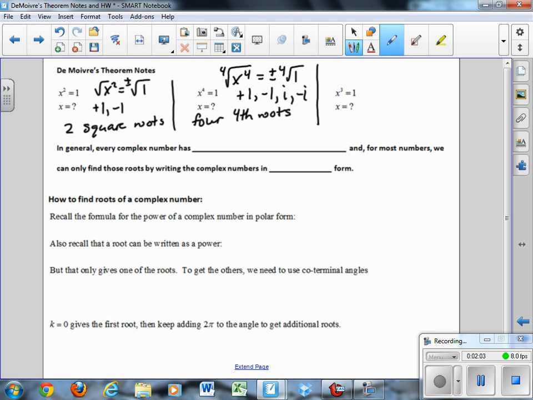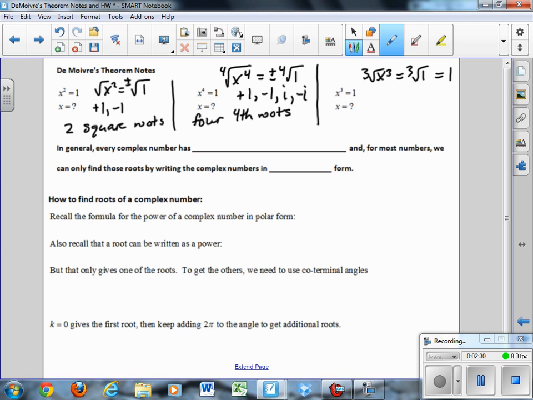Okay, now, when we get to x cubed equals 1, do I do plus or minus for that? No, you don't. It's an odd root. So if I say the cube root of x cubed, that's just going to be the cube root of 1, which is 1, because if I do plus or minus, negative 1 cubed is not positive 1. Negative 1 cubed is still negative 1. So I can't use that.